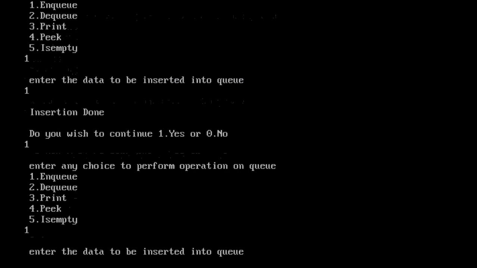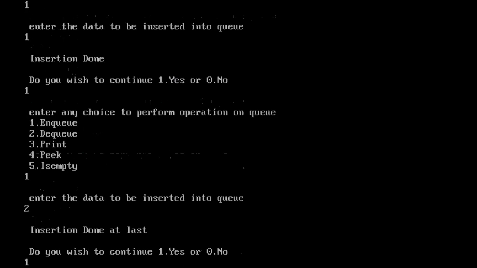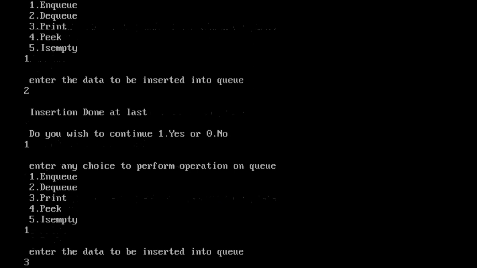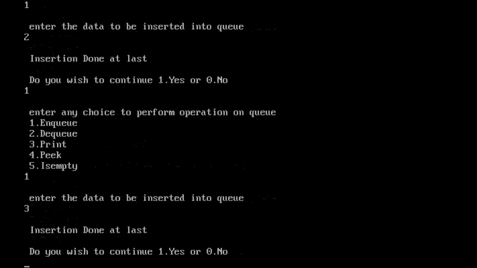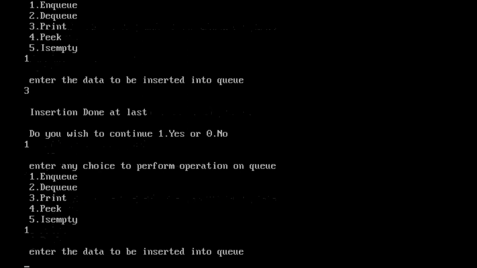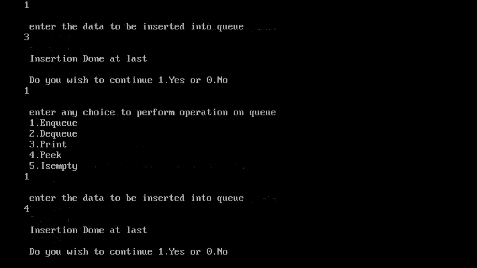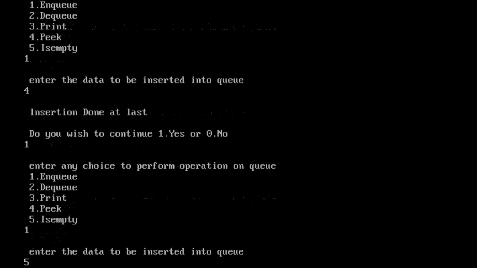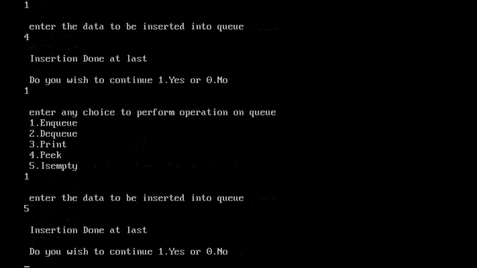Again insertion. Let's make 5 insertions. So 2 is going to be the new element. Yes, I want to continue. In enqueue, 3 is the element I am going to insert. Yes, I want to continue. In enqueue, 4 is the element I am going to insert. Yes, I want to continue. Again in the enqueue process, 5 is the element I am going to insert. Yes, insert done at last.